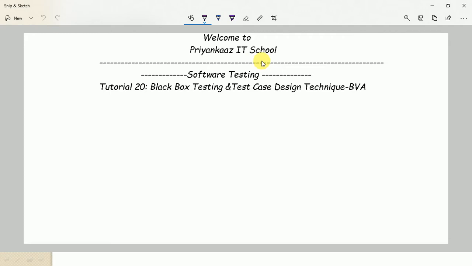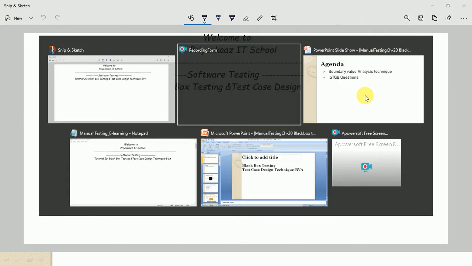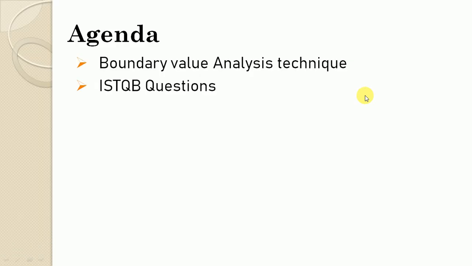Today I'm sharing the next tutorial on software testing. In the previous tutorial I discussed black box testing and its test case design technique, ECP, equivalence class partitioning. In this tutorial I'm going to discuss another test case design technique. I can say this is the second technique of black box testing, called boundary value analysis. So what is BVA and how can we simply solve the ISTQB questions? Let's see today. The basic agenda for today's session is the boundary value analysis technique with some ISTQB questions.